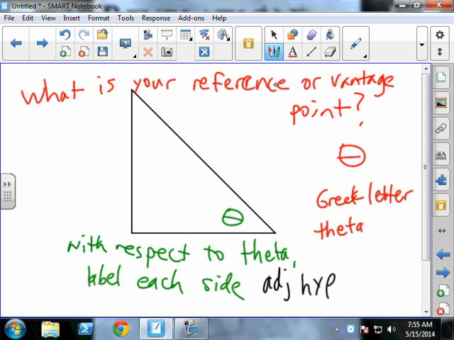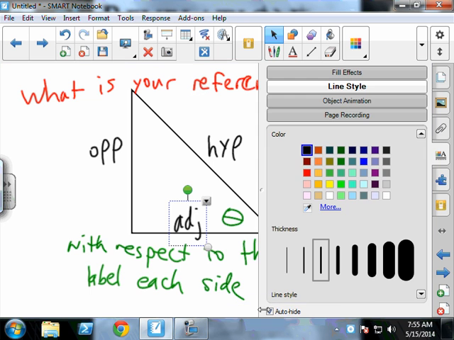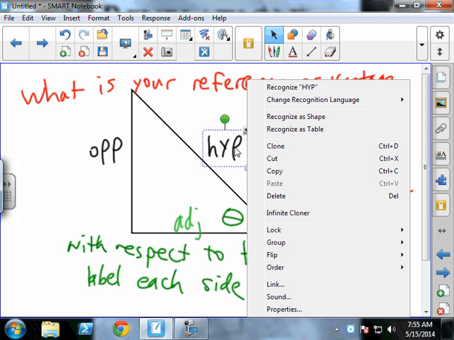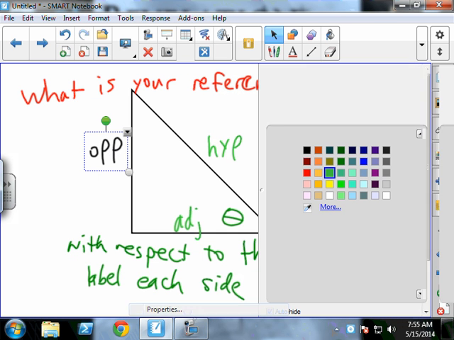Adjacent, hypotenuse, and opposite. Nope. There we go. That's the opposite side. Nope. That's the hypotenuse. And that's the adjacent side to theta. Change some colors here.